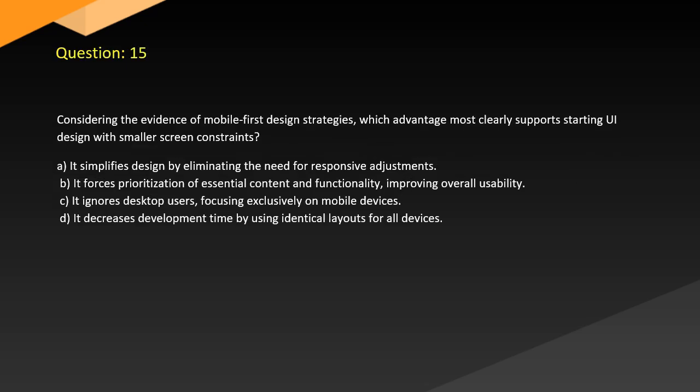Question 15. Considering the evidence of mobile-first design strategies, which advantage most clearly supports starting UI design with smaller screen constraints? A. It simplifies design by eliminating the need for responsive adjustments. B. It forces prioritization of essential content and functionality, improving overall usability. C. It ignores desktop users, focusing exclusively on mobile devices. D. It decreases development time by using identical layouts for all devices.